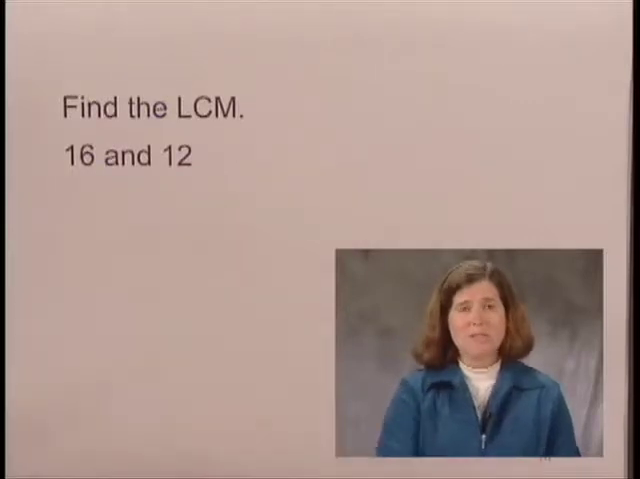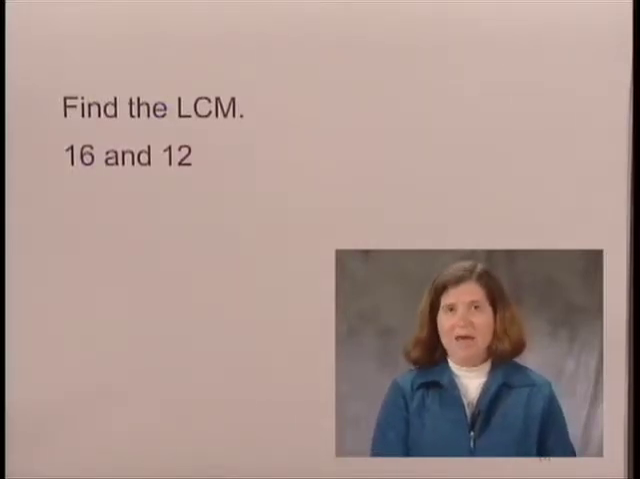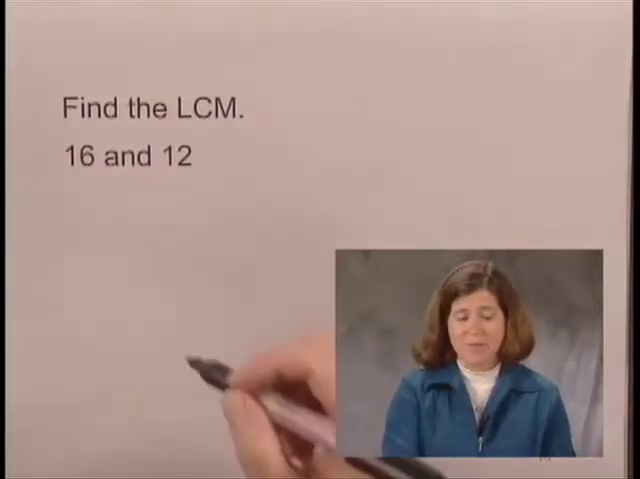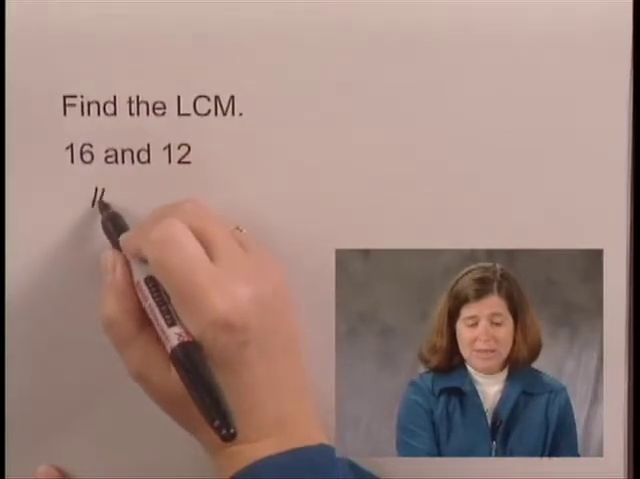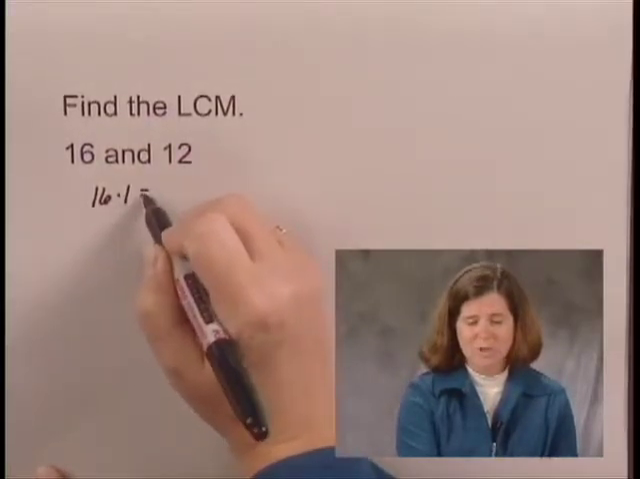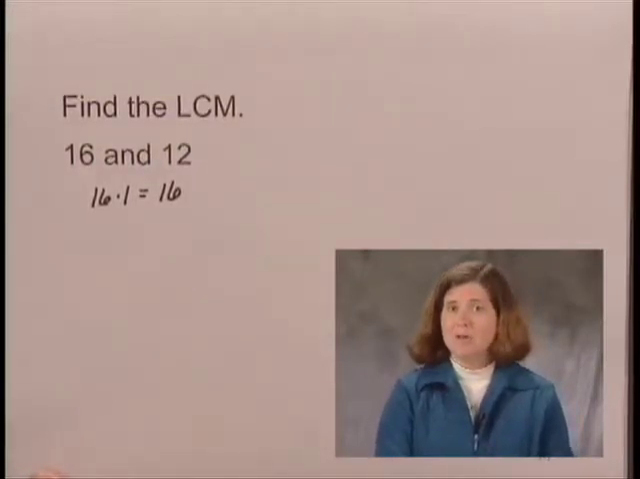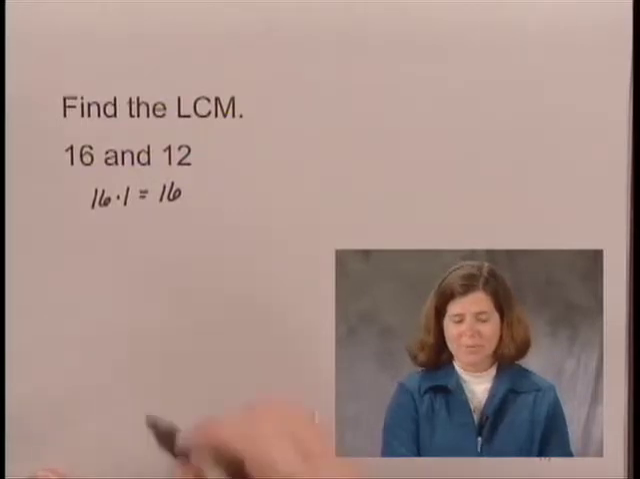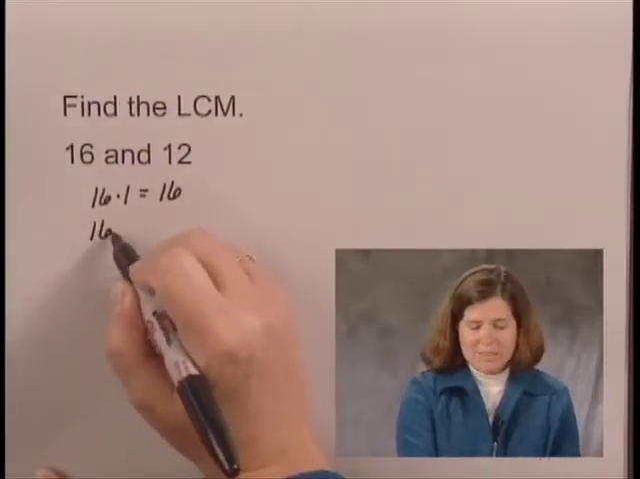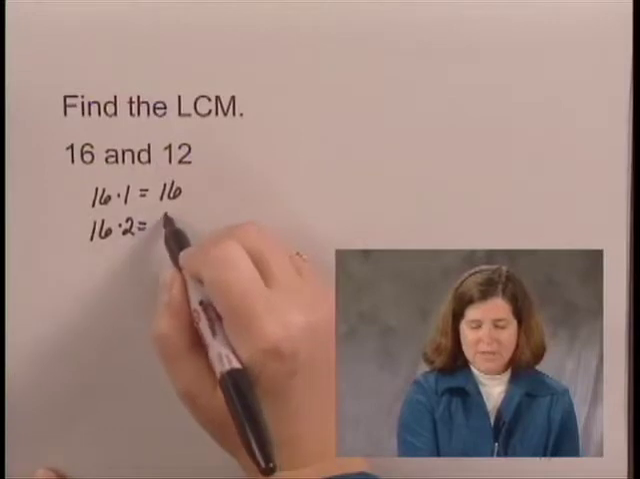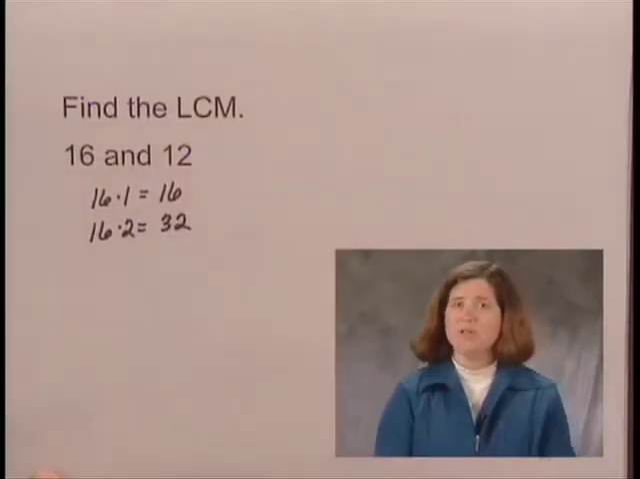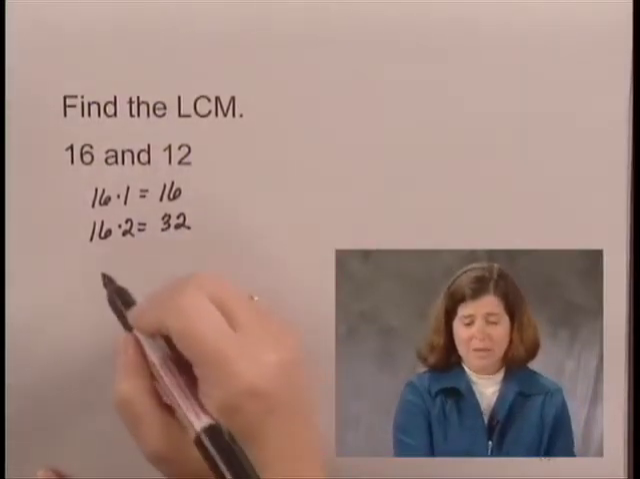We take the largest number, 16, and we go through the different multiples of 16 until we find a multiple of 16 that is also a multiple of 12. So we can start with 16 times 1, which we really already checked. That's 16. 16 is not a multiple of 12, so 16 can't be the least common multiple of 16 and 12. Let's check 16 times 2. That's 32. 32 is not a multiple of 12.